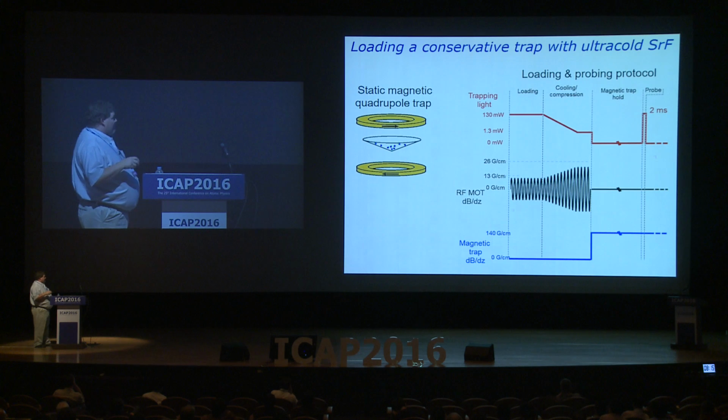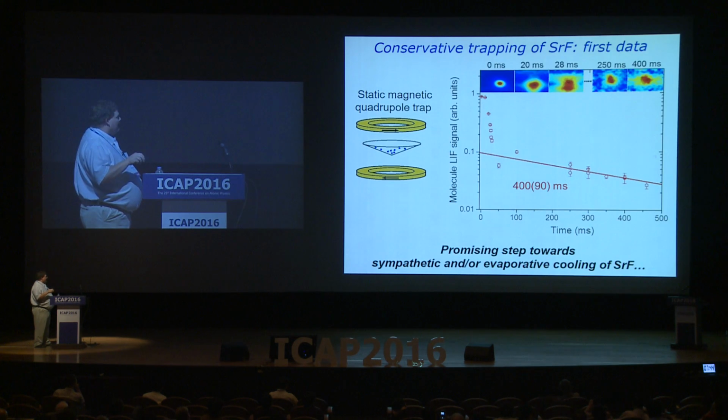So one of the things that we've done just in the last few days is to take our molecules from the MOT and load them into a magnetic quadrupole trap, a conservative trap. So we follow a very standard procedure. We load our MOT, we cool it and compress it. Cool it by ramping down the power, compress it by ramping up the magnetic field gradient. Then we switch off the MOT and switch on a large DC magnetic field gradient to create a static quadrupole trap. Hold for a while, and then take a fluorescence image of the resulting molecules.